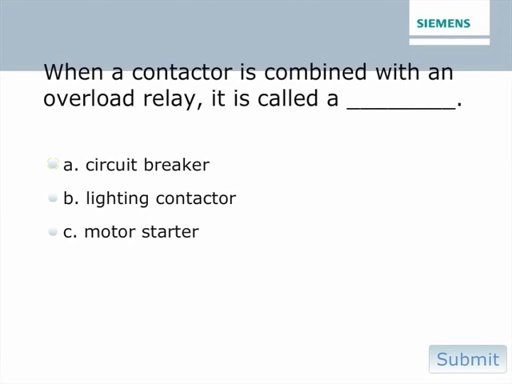Now that we finished this section, let's go ahead and do a knowledge check. Question 1. When a contactor is combined with an overload relay, it's called a blank. Is it A, circuit breaker, B, lighting contactor, or C, motor starter?